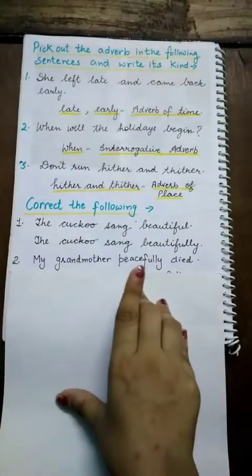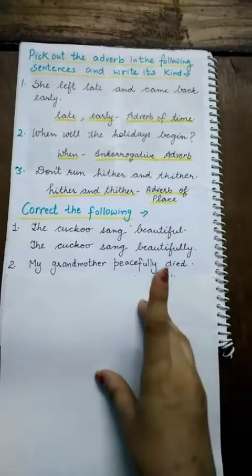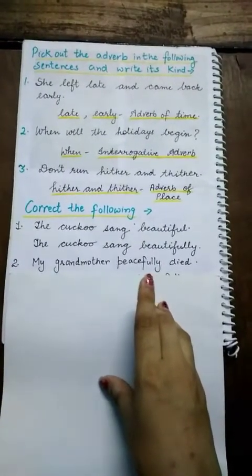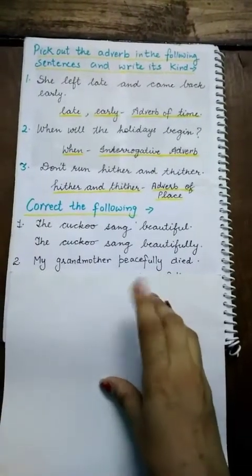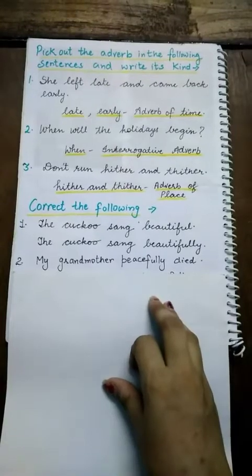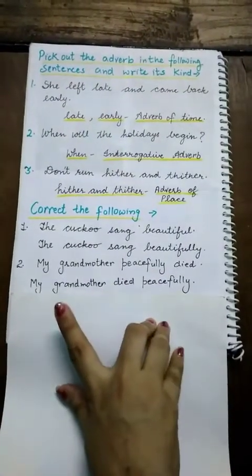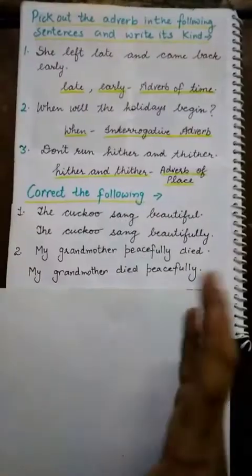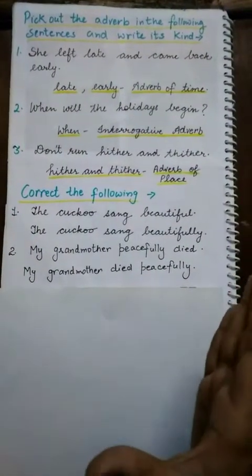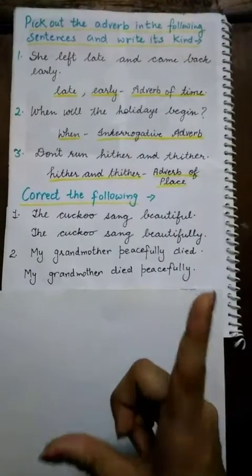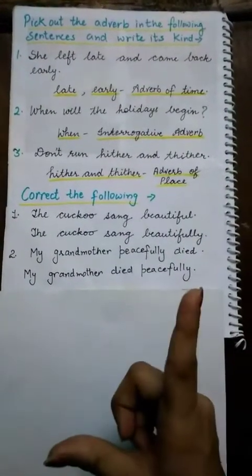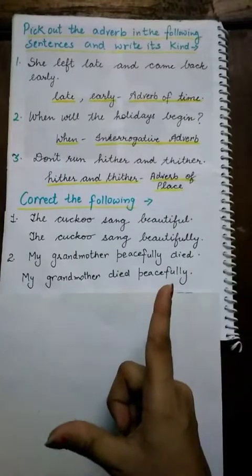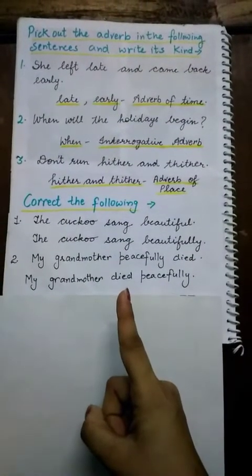My grandmother peacefully died. First, check the formation of adverb. It is correct. Now check the position of adverb. Very good. It is incorrect. It should be my grandmother died peacefully. Now you will ask why the position of the adverb is wrong in our sentence. It is because the adverbs of manner should be placed after the verb in a sentence. So we will change the position of the adverb peacefully and place it after the verb died.